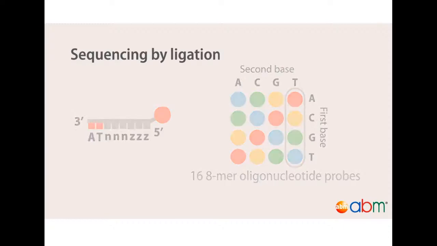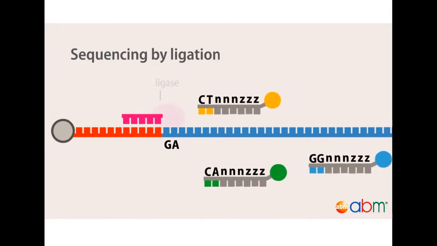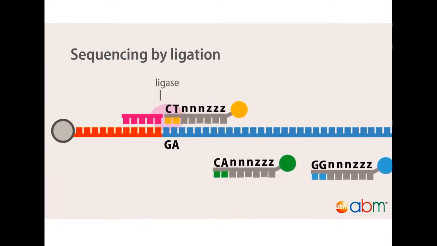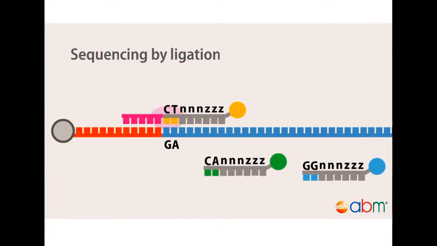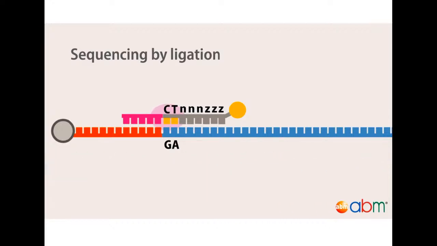The sequencing reaction commences by binding of the primer to the adapter sequence and then hybridization of the appropriate probe. This hybridization of the probe is guided by the two probe-specific bases and, upon annealing, is ligated to the primer sequence through a DNA ligase. Unbound oligonucleotides are washed away, then the signal is detected and recorded.